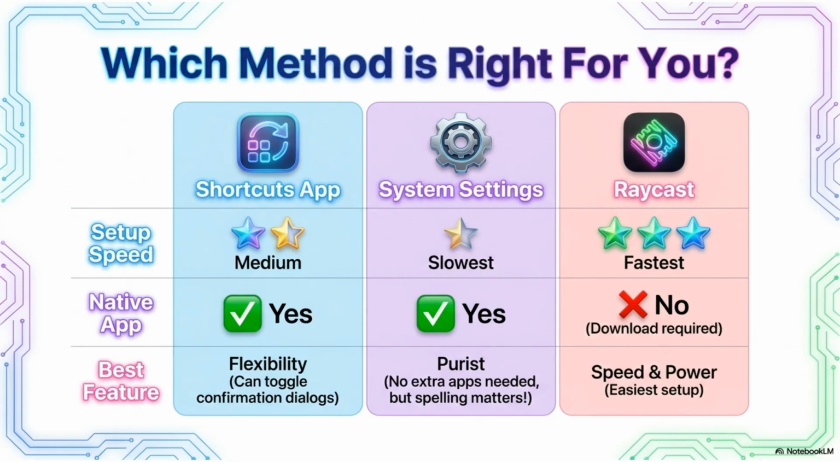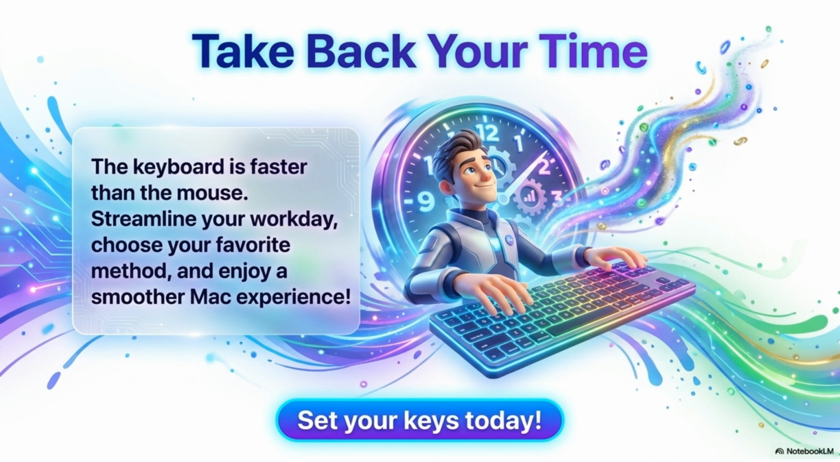Which method is right for you? Let's compare. The Shortcuts app is great if you want to toggle confirmation dialogues. System Settings is perfect if you want to stay strictly native, though it's a bit slower to set up. Raycast is the fastest to configure and offers the most speed for power users. All of them are miles better than the default finger gymnastics. And there you have it, 3 ways to take control of your Mac's power settings.